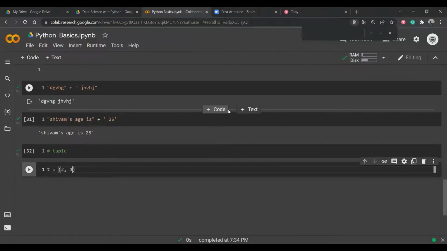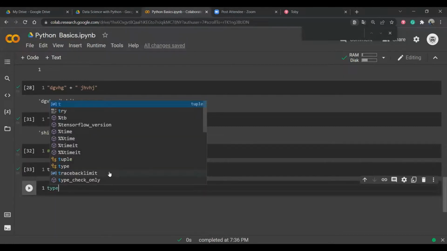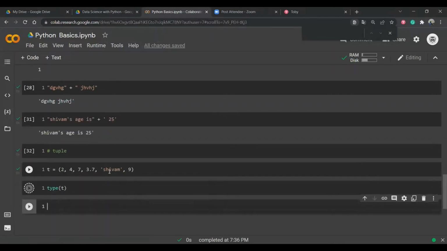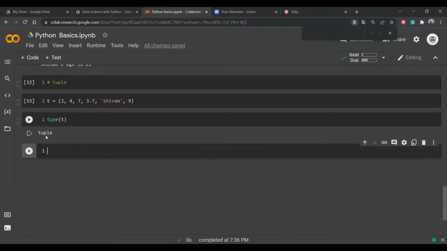So suppose I'm having these numbers over here, and then maybe a 9 over here. So it is a collection of heterogeneous elements, which means we can have any data type inside this tuple. Here we have an integer, a floating point number, and a string. Now if I want to find out the type of this t, the type of this t is nothing but a tuple.